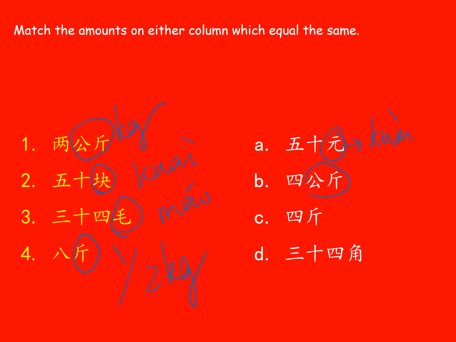公斤, kilograms, 斤, half a kilo, and 角 equals to 毛. The next thing we need to figure out is the numbers.